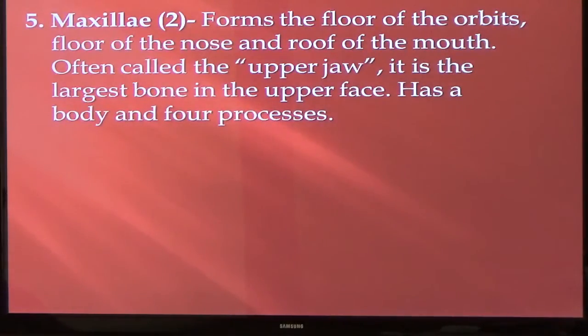Maxilla, this one you need to know, because teeth are on your maxilla. It forms the floor of the orbits, floor of the nose, roof of the mouth, often called the upper jaw. It is the largest bone in the upper face, and has a body and 4 processes. The processes are the extensions. One coming out this way, one coming down, one going up, and then extending back into the base of the roof of your mouth.